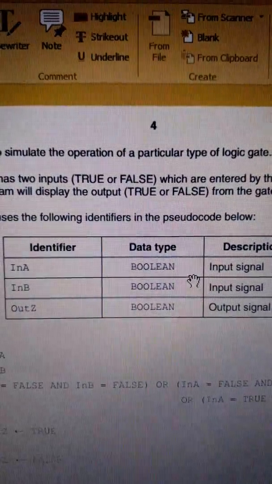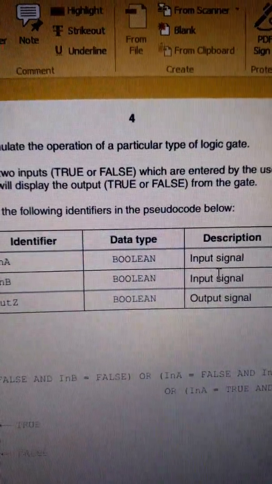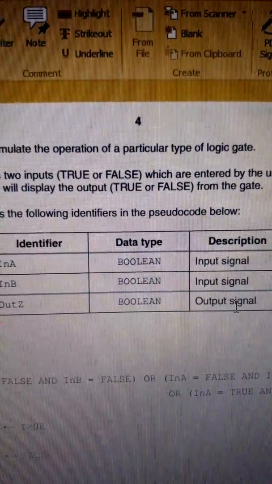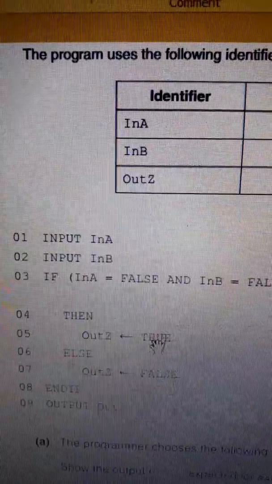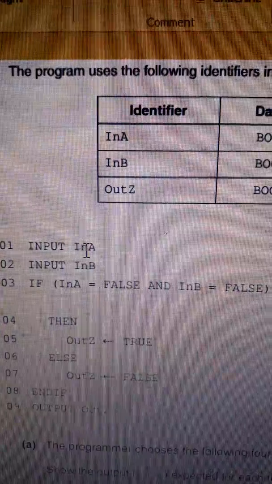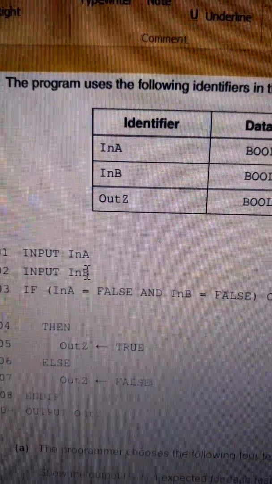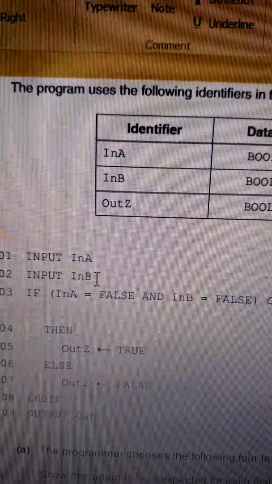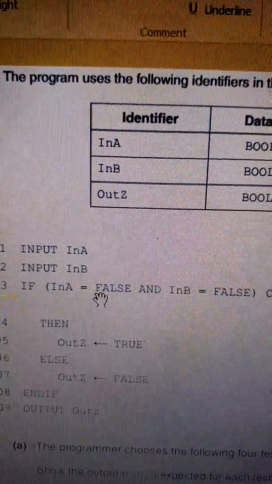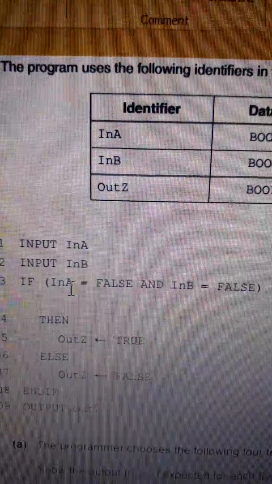And these two would provide input signals. The third one would give output signal. And then the code is given that you are entering the data of input A, input B, and you can only enter, make sure you can only enter true and false only. Just in case if we enter, this if command tells you what? It checks all the possibilities.